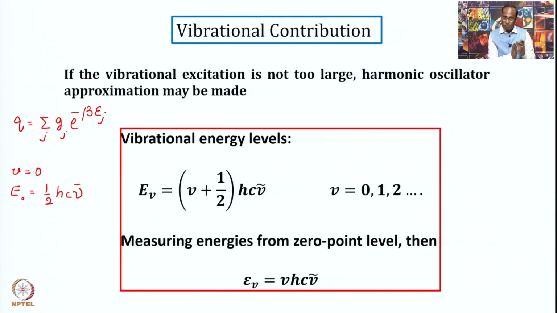This should make it clear that when we were talking about internal energy, we were writing U is equal to U0 plus something, because at that point we said that there will be a zero point vibrational energy for an oscillator, and that is half hc nu bar. And when we were writing U minus U0, essentially we were setting U0 equal to half hc nu bar.